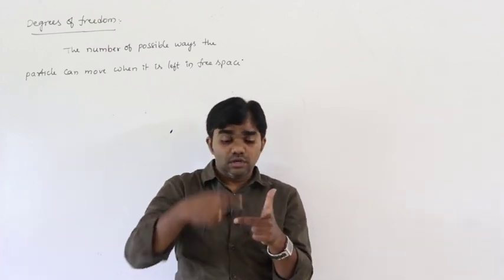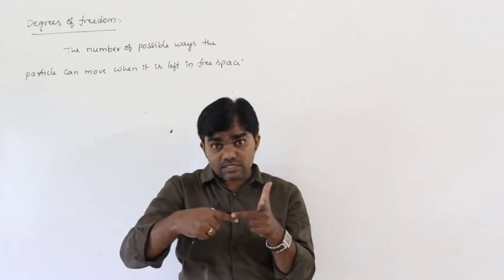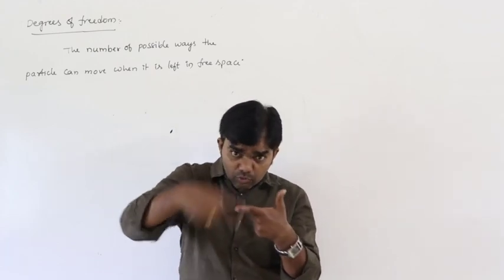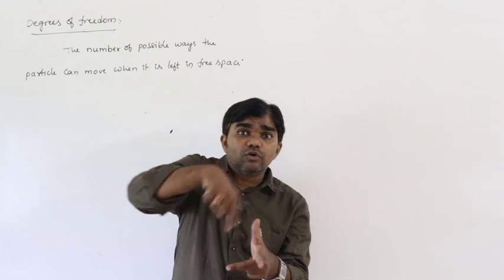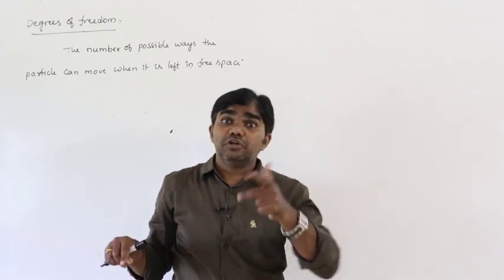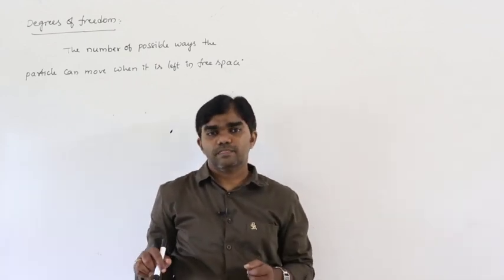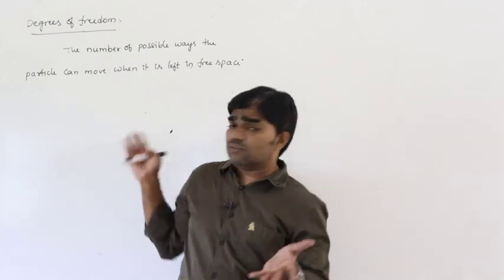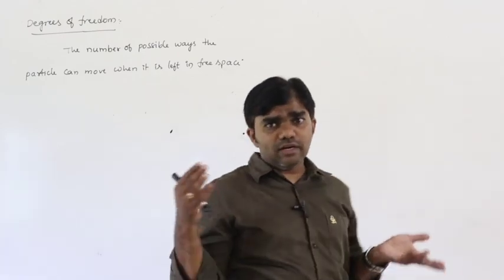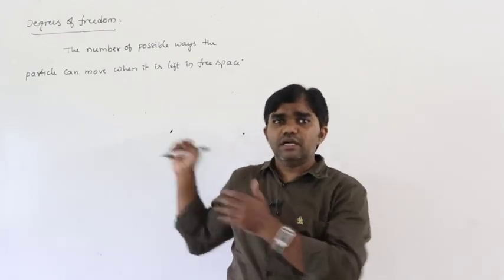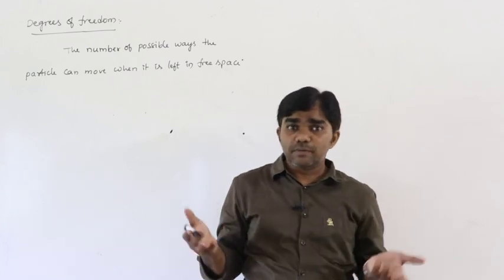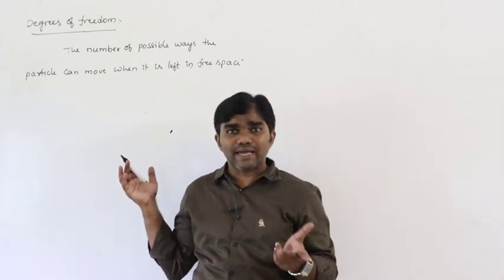Rotatory motions. The particle can rotate about the x axis, or about the y axis, or about the z axis. Three rotatory motions. How many possibilities do we have? That is called degrees of freedom. That is what we are going to calculate.